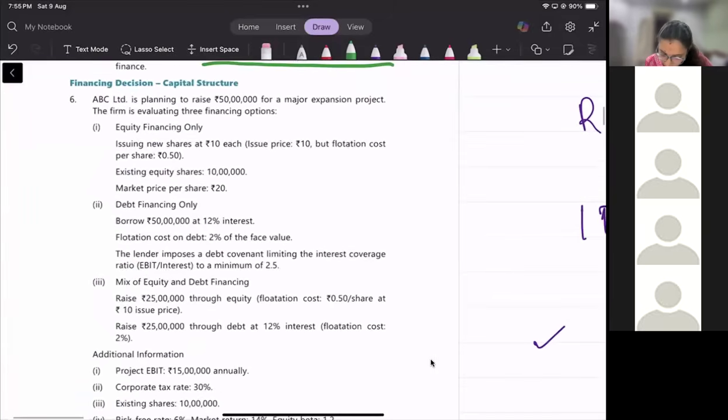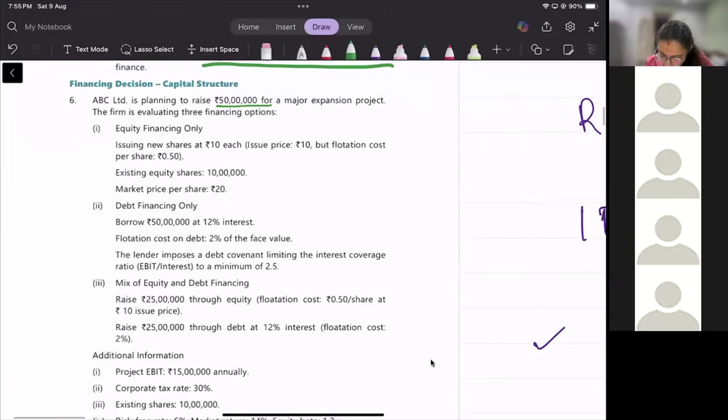ABC Limited is planning to raise 50 lakh for a major expansion project. The firm is evaluating three financing options. First option is equity financing only. Issuing new equity shares at rupees 10 each. Issue price 10, flotation cost 0.5. Existing equity shares 10 lakh. Market price is given, 20.